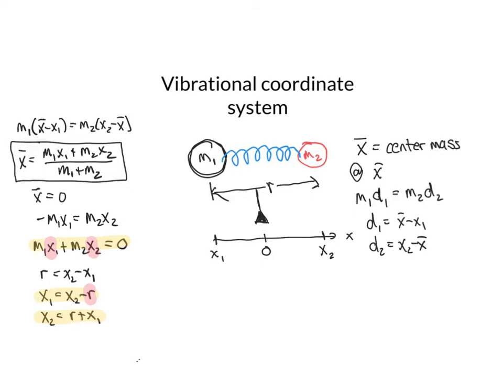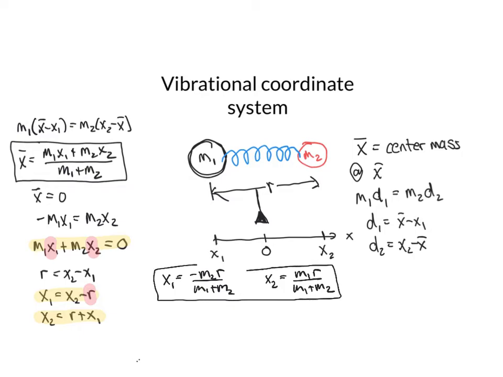If I eliminate X2, I find that X1 is equal to minus M2 R over (M1 plus M2). And if I eliminate X1, I find that X2 is equal to M1 R over (M1 plus M2). So my change of coordinate system involves replacing X1 by minus M2 R over (M1 plus M2), and X2 by M1 R over (M1 plus M2).